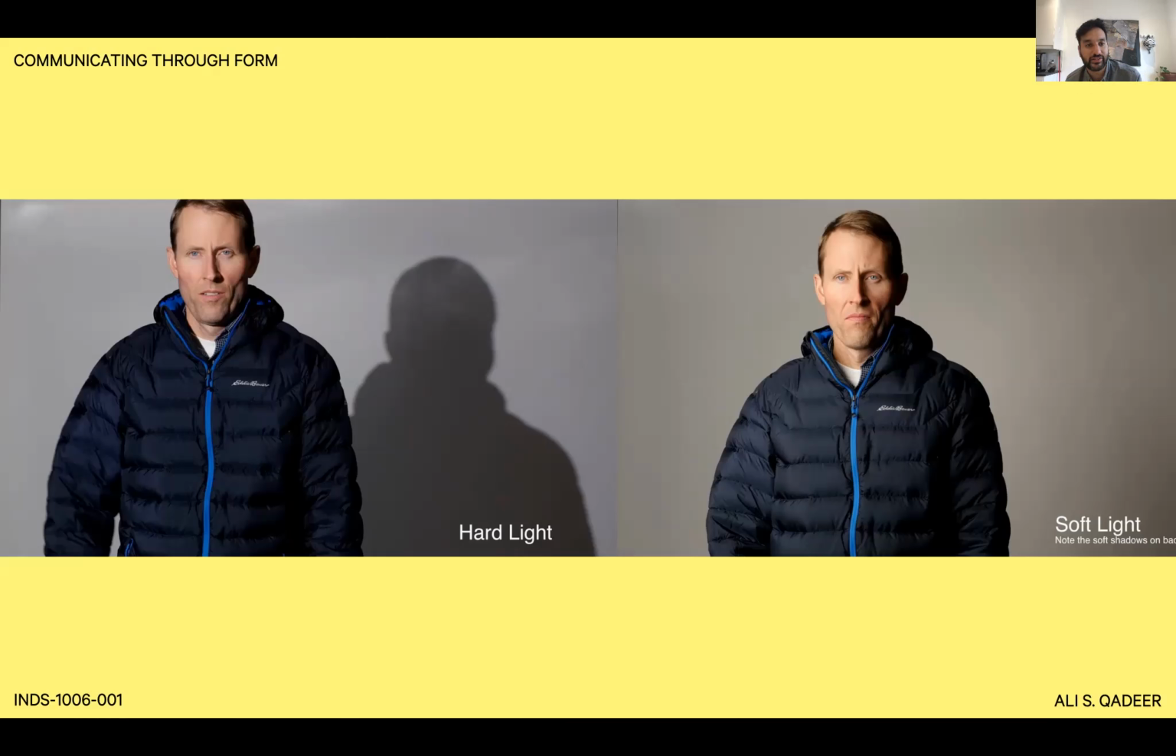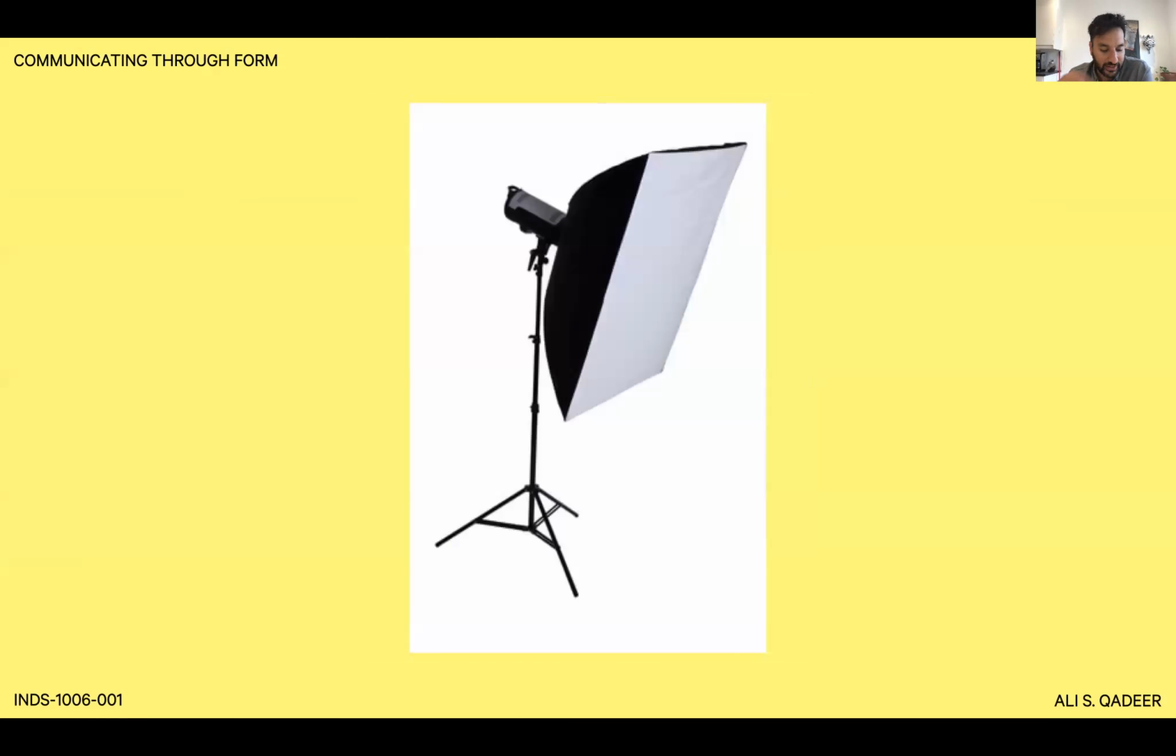Here we see two images. On the left is a man shot with hard light. You'll notice that the shadow is very pronounced, especially on his face and in the background. Then on the right, you see the same man shot using soft light, and you'll notice that the shadows are much softer as a result. The second image was most likely shot using a light source that diffuses light over a large area, otherwise known as a softbox.